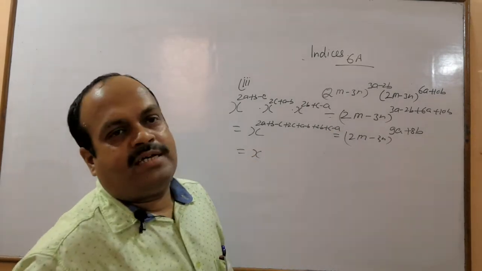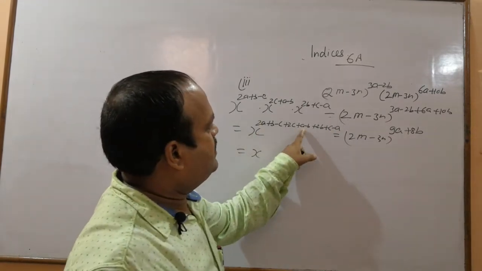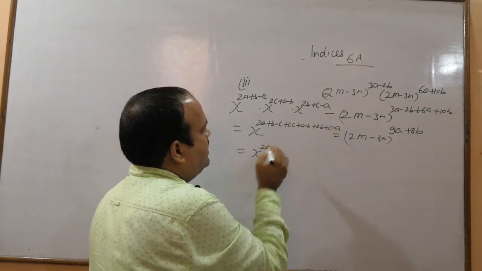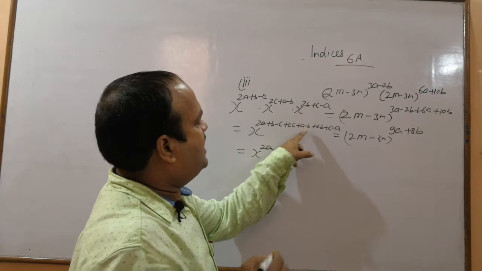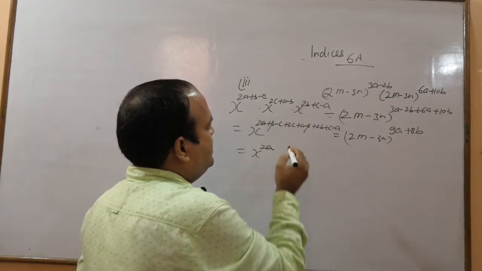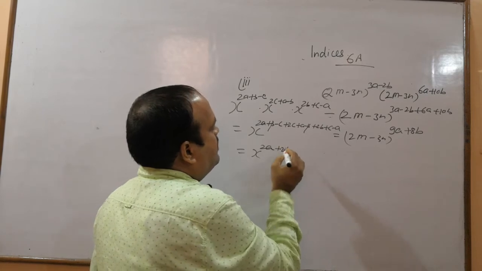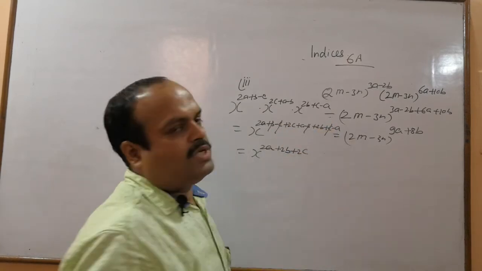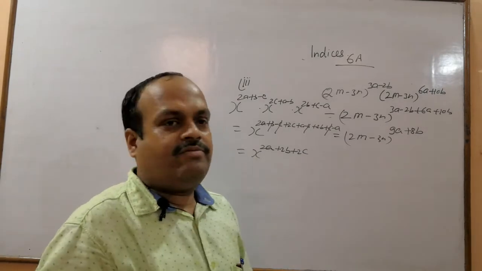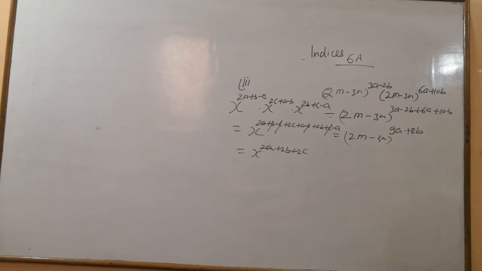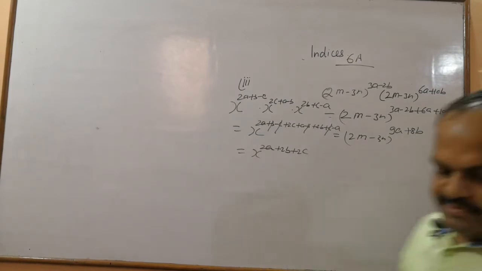Let us simplify. 2a plus a minus a, 2a. b minus b cancel, so we get 2b. Minus c plus c cancel, we get plus 2c. So on simplifying, we get the result as x to the power 2a plus 2b plus 2c.